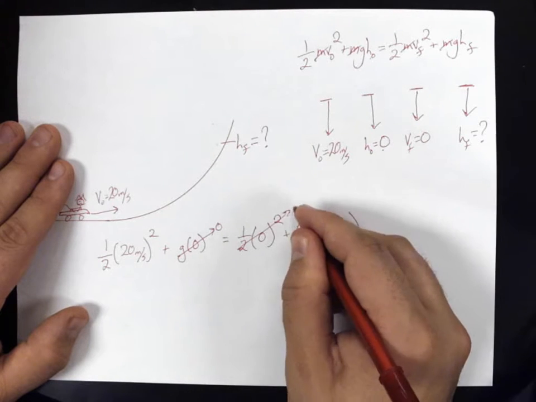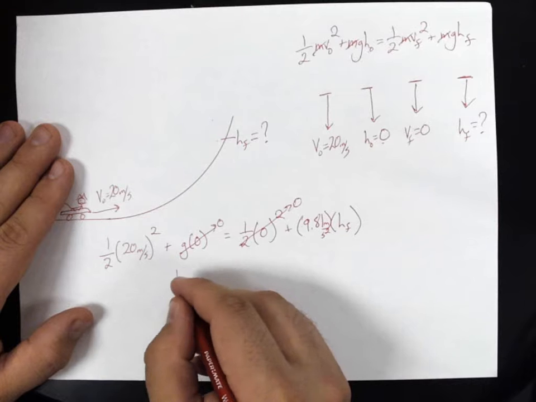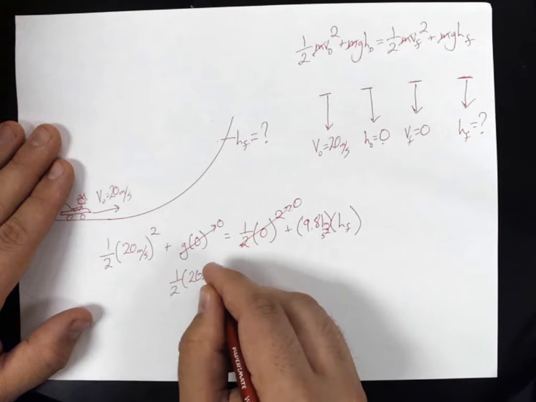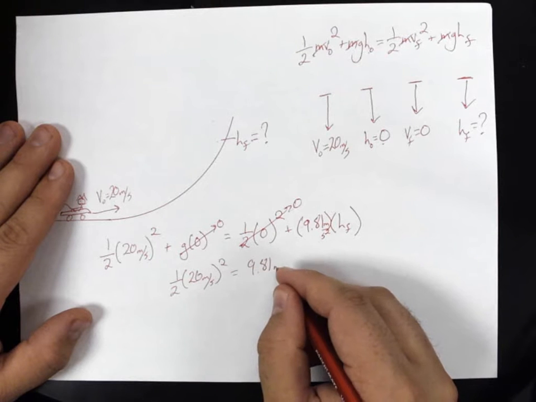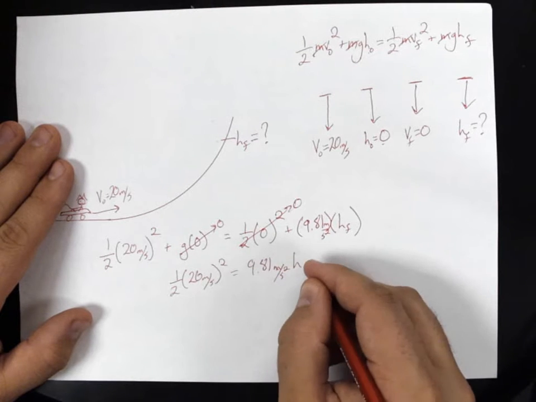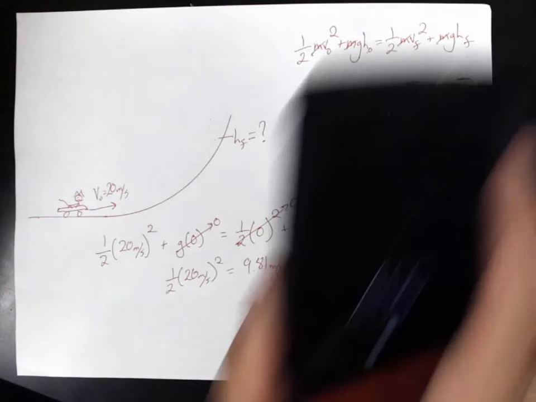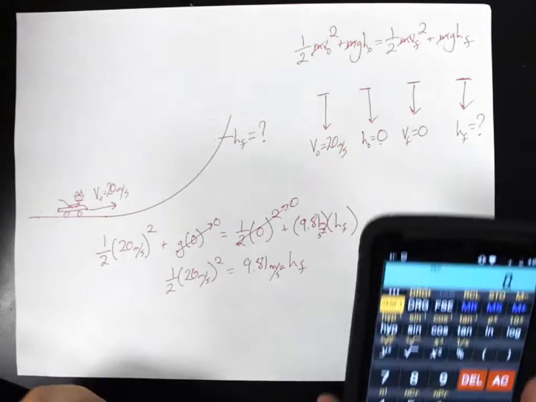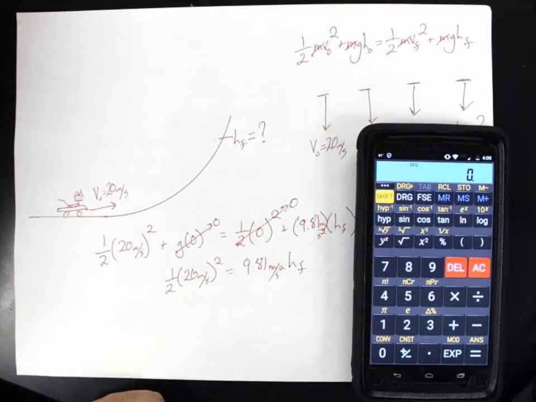So we cancel this term out. Let's go ahead and rewrite this so it's a little less hectic. Okay, so this is 1/2 times 20 squared equals 9.81 meters per second squared times height final. So now it's just a matter of multiplying stuff out, okay, and doing the mathematics portion of it. We've already done the physics. We've set up what is important. We've done the physics. Now it's the math part.